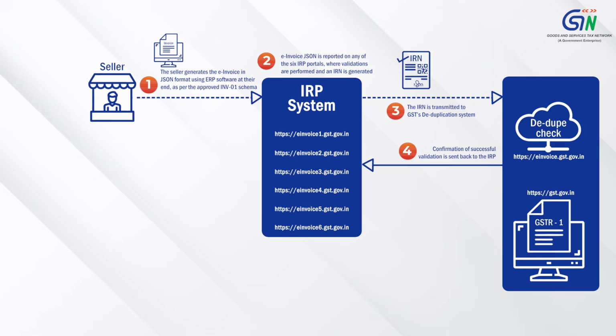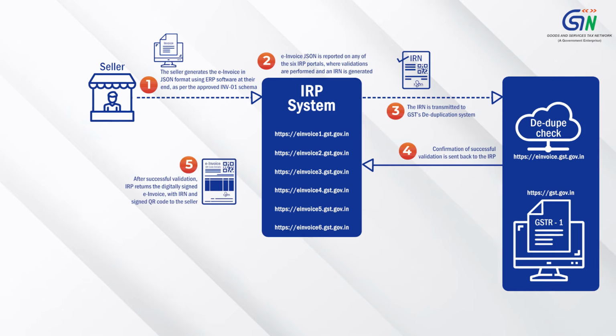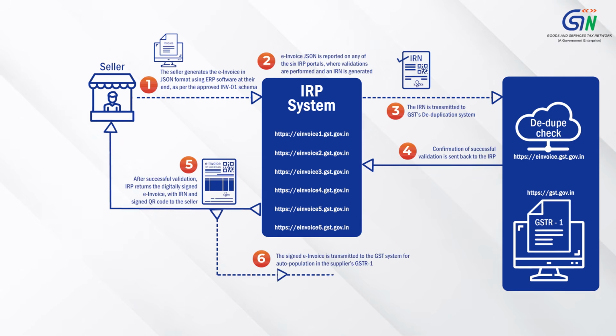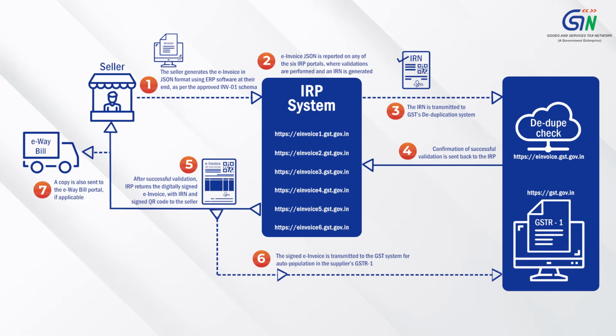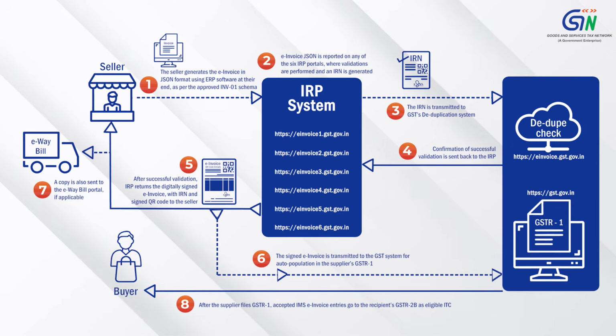After the successful validation, an intimation is sent to IRP. A signed e-invoice with IRN number and QR code is returned to seller. A copy of the e-invoice is sent to the GST system for auto-population in the supplier's GSTR1 return. If applicable, a copy of the e-invoice is also sent to e-way bill portal. After the supplier files GSTR1, accepted IMS e-invoice entries go to the recipient's GSTR2B as eligible ITC.